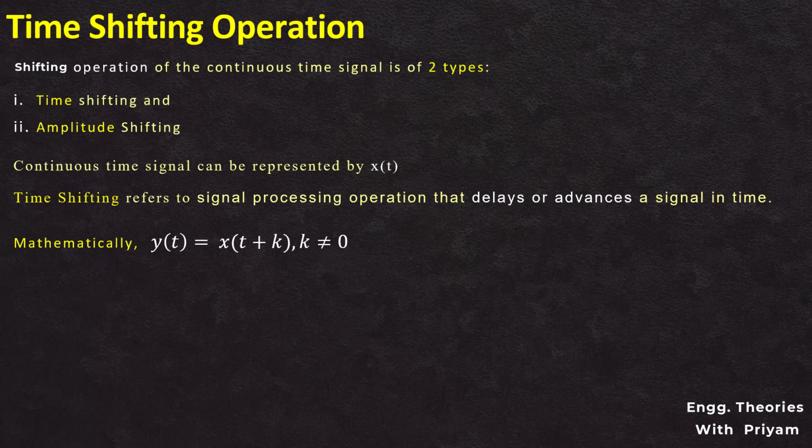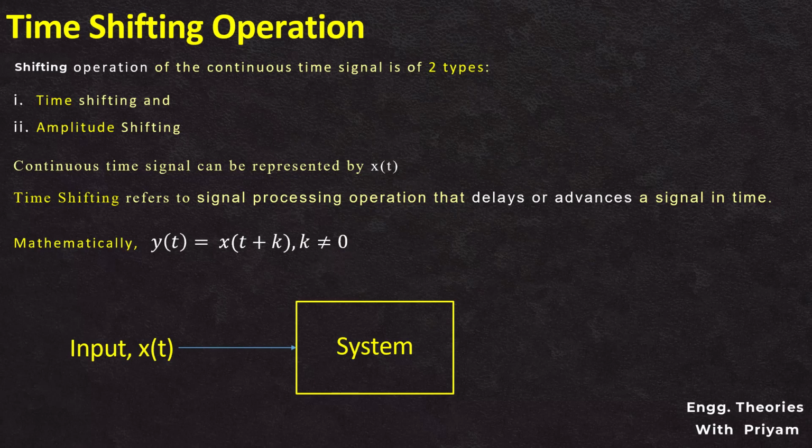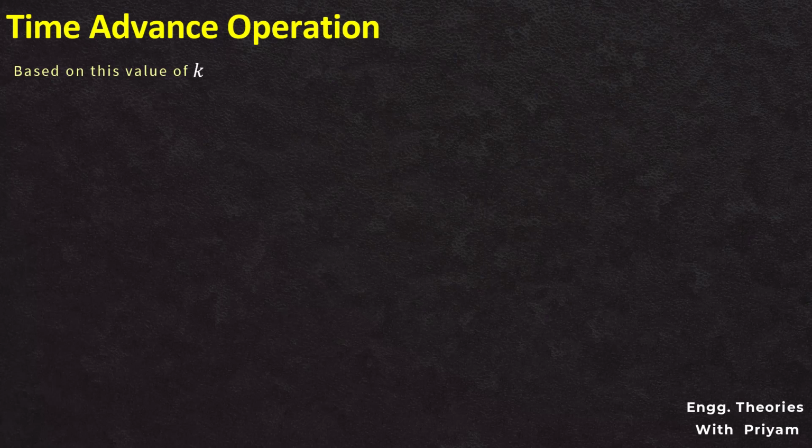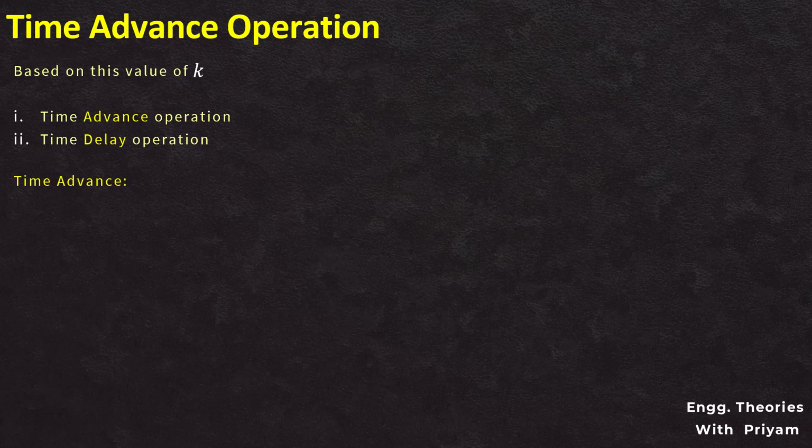Let's consider a system which does the time shifting. Then input to this system is the continuous time signal x(t), and output of this system will be continuous time signal y(t), which is the time shifted version of the input signal x(t), or y(t) is equal to x of t plus k. Based on this value of k, time shifting operations can be of two types, time advance operation and time delay operation.